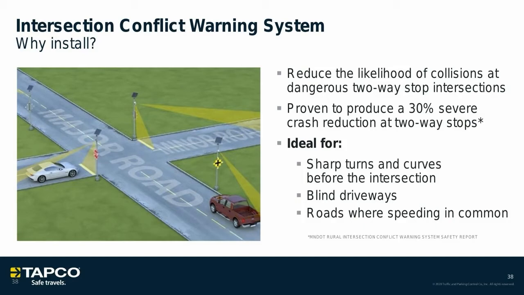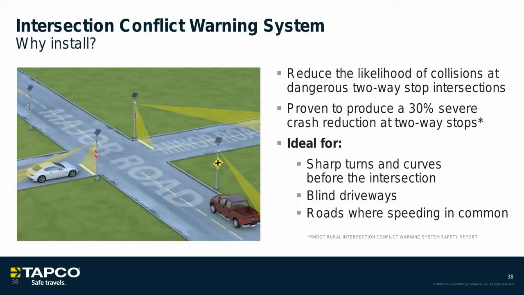What we've done is we've proven that this particular system can reduce severe crashes up to 30%, which is a high percentage, to get people to either slow down or pay attention that somebody's entering the intersection. So again, it's ideal for sharp curves and turns before an intersection, blind driveways, on roads where speed is common.